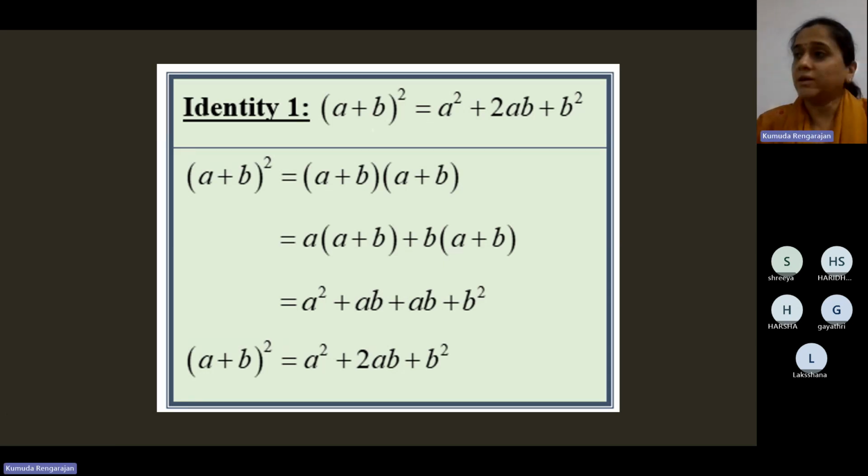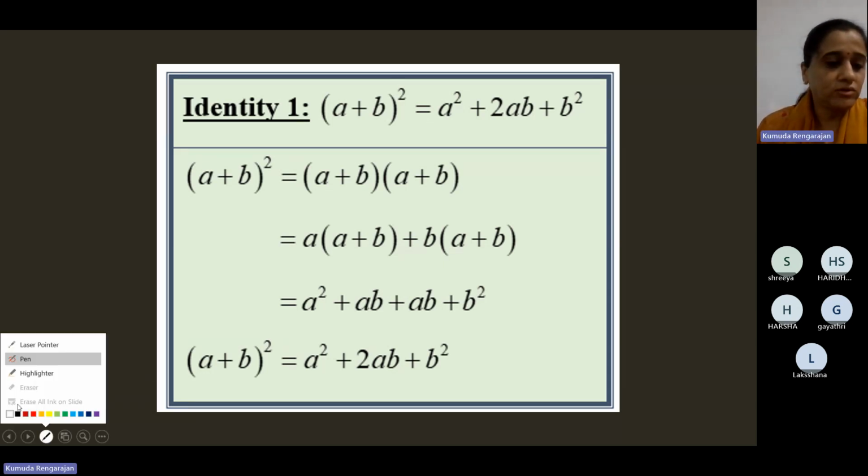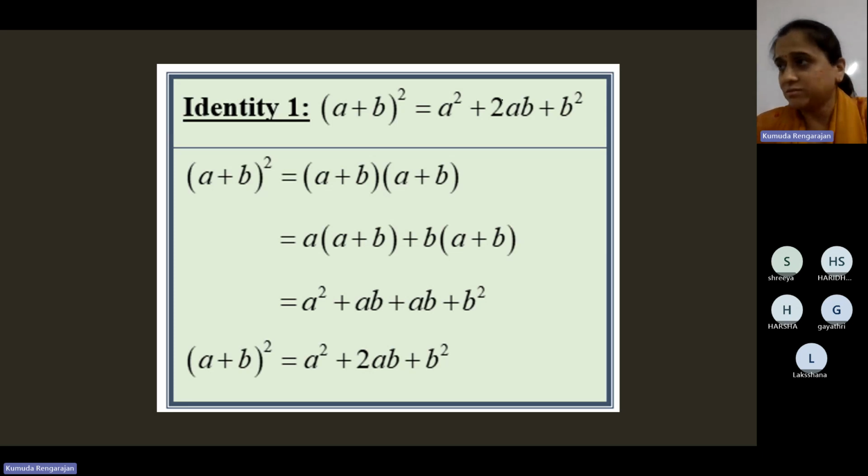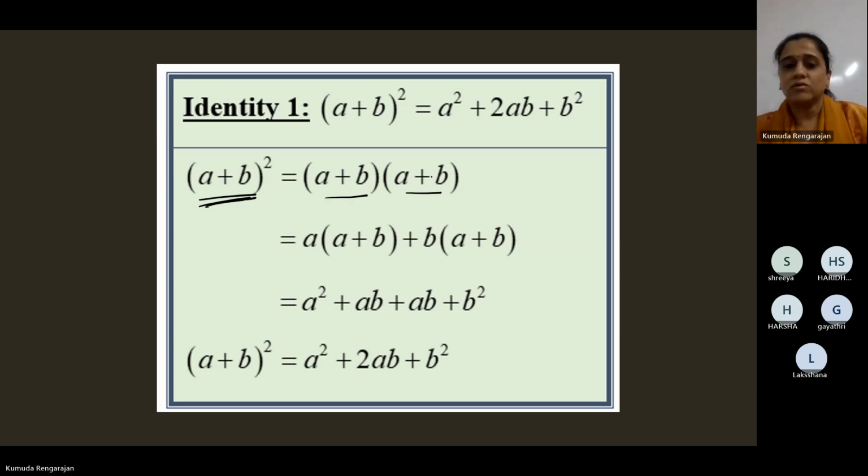The first one: a plus b the whole square is equal to a square plus 2ab plus b square. Very familiar, right? How do we derive this identity? What is a plus b the whole square? It is nothing but a plus b into a plus b. What is 5 squared? 5 into 5. Similarly, a plus b the whole square is equal to a plus b into a plus b.